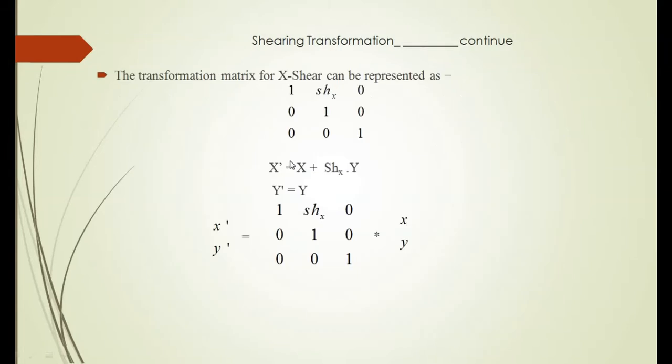So the transformation matrix for x shear can be represented as 1 SHX 0, 0 1 0 and 0 0 1. So here is the matrix. In the xy axis, only the x coordinate is changed, or changes are done in the x axis, not in the y axis.